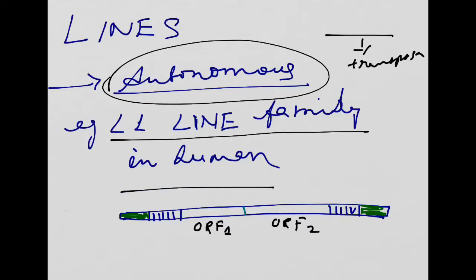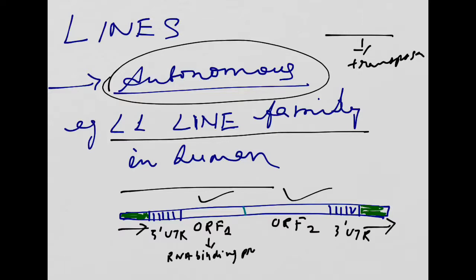The structure is like this. They will have direct repeats at both the ends. There will be a 5' untranslated region and a 3' untranslated region. There will be two genes called ORF1 and ORF2. ORF1 codes for an RNA binding protein, and ORF2 codes for a bifunctional protein, coding for two enzymes: reverse transcriptase and endonuclease.